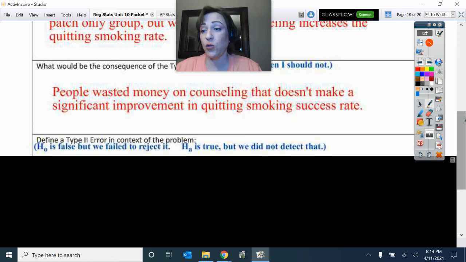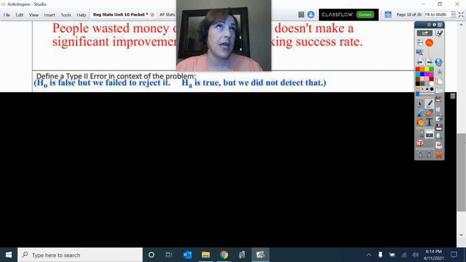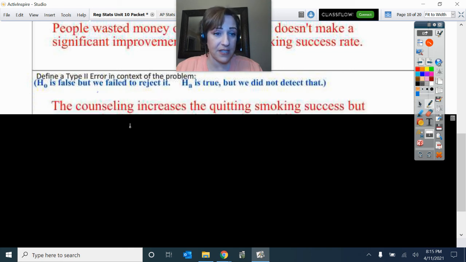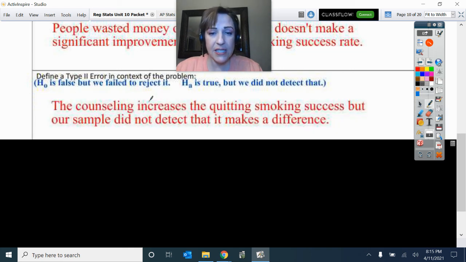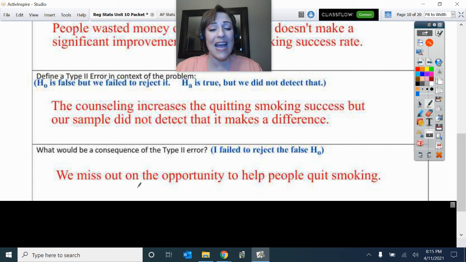All right, how about Type 2? Okay, that's HA is true. So that means that we think that the counseling is working. Okay? I mean, no, wait. The reality is HA is true. That's reality. So the counseling is helping, but we did not detect it. We failed to reject the false null hypothesis. The counseling increases the quitting smoking success, but our sample did not detect that it makes a difference. So we miss out on the opportunity to help people quit smoking.